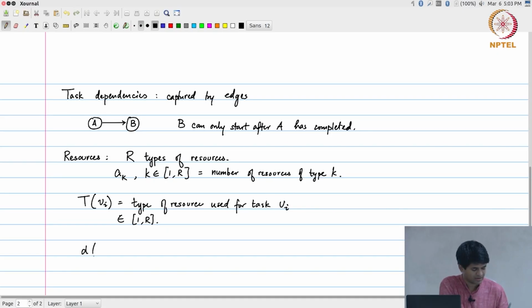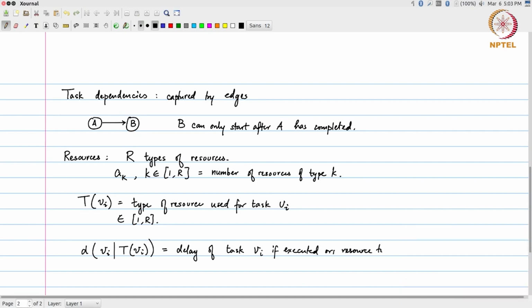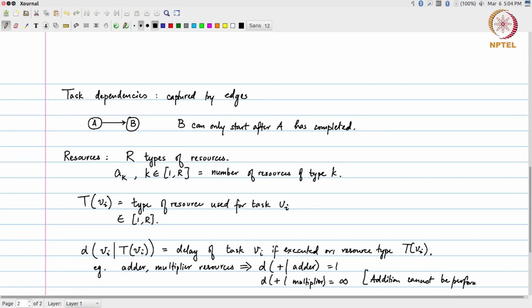And I can further talk about the delay of executing V_i given the type of V_i. This is basically the delay of task V_i if executed on resource type T of V_i. Okay? So one way of thinking about this is, for example, if my resources are adder and multiplier, the delay of an addition on an adder might be equal to 1. What would I say is the delay of an addition on a multiplier? I can't do an addition on a multiplier. Okay? So one way of modeling this would simply be to say infinity. So addition cannot be performed on that hardware resource, right?